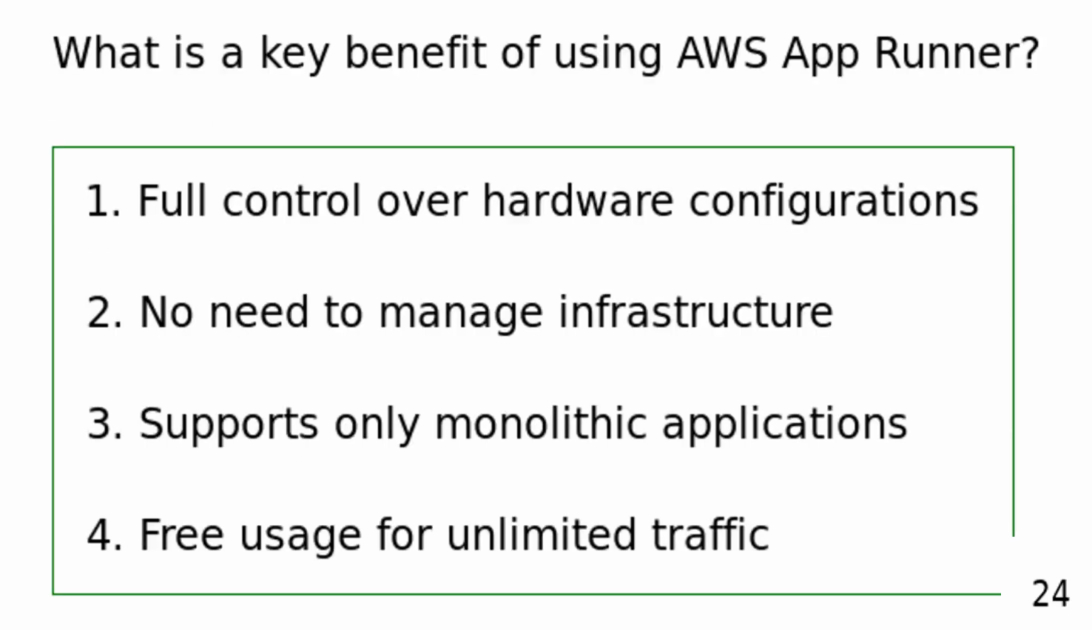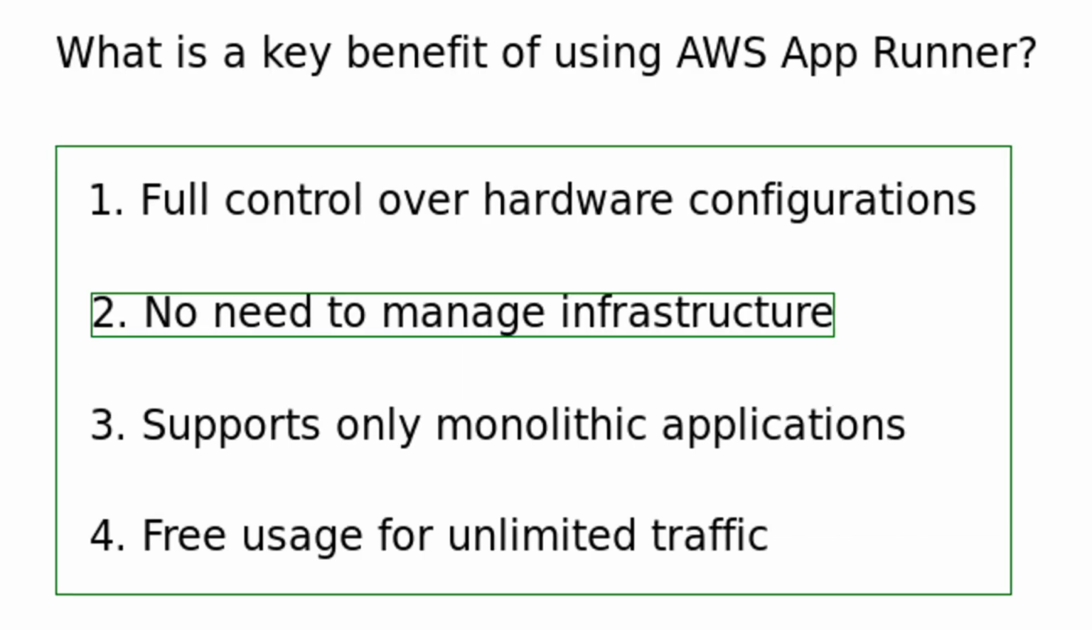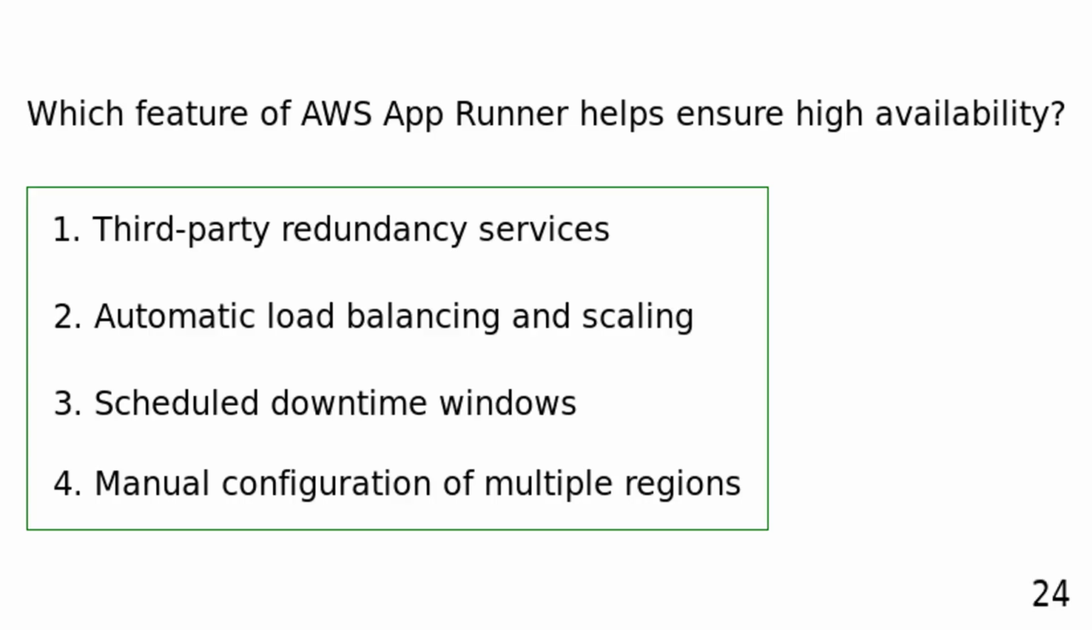What is a key benefit of using AWS App Runner? Full control over hardware configurations. No need to manage infrastructure. Supports only monolithic applications. Free usage for unlimited traffic. AWS App Runner abstracts away the infrastructure management, allowing developers to focus on their code rather than on the underlying infrastructure.